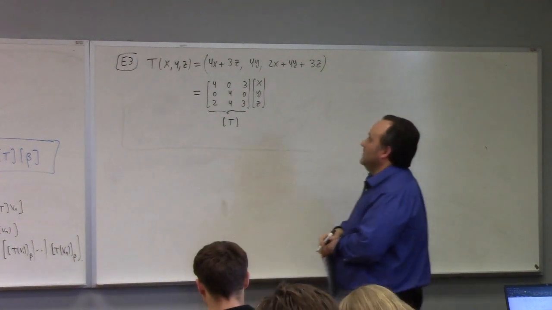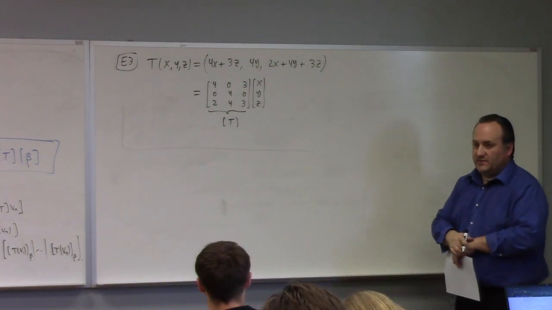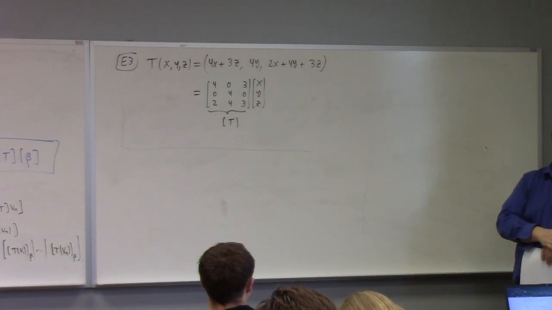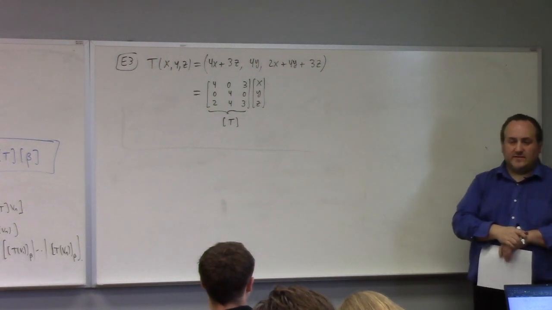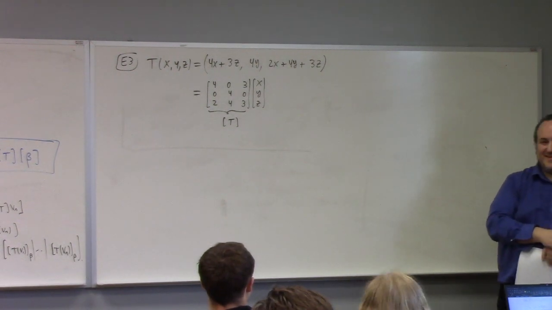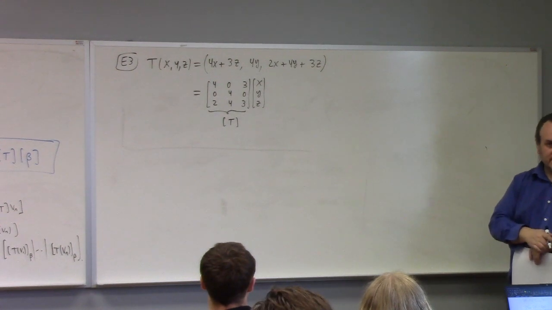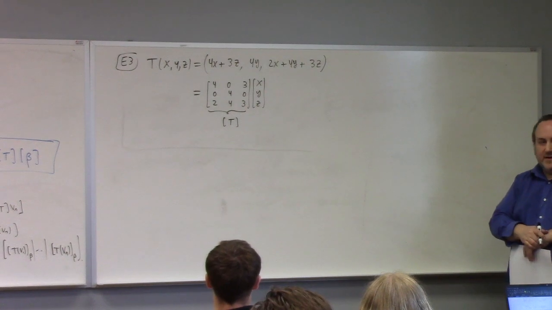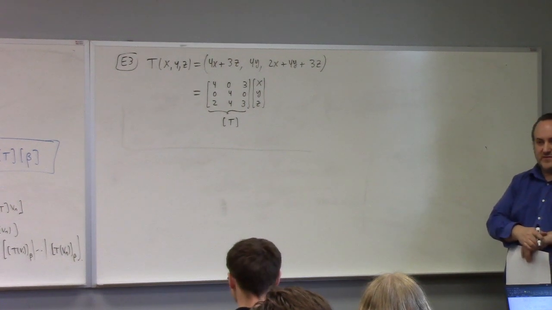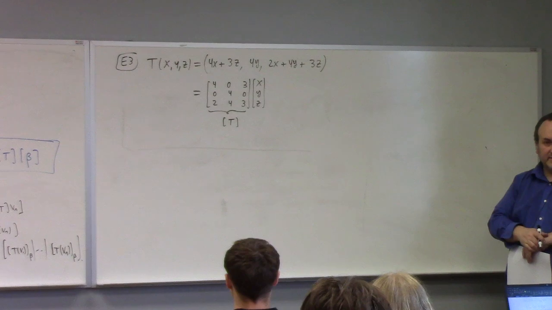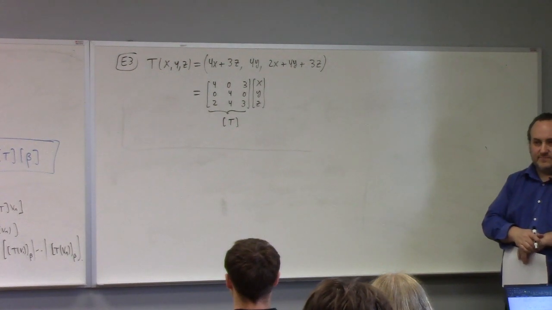If I asked you, for example, is this matrix invertible? What's its range? Is it onto? Is it one-to-one? Like, what do you think? Or if I said, describe this transformation geometrically, what's it doing to R3? I think that's a pretty challenging question in its current format. All right?